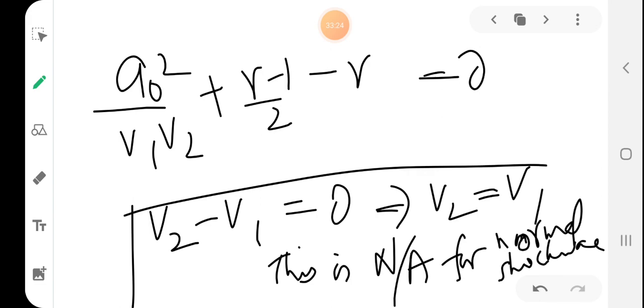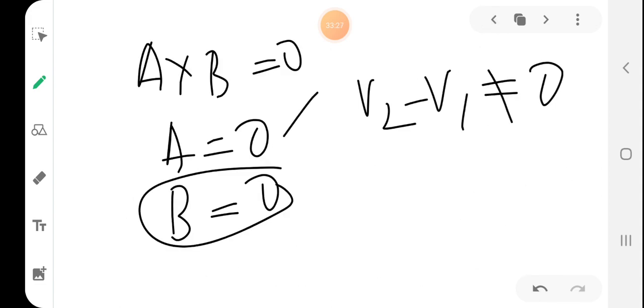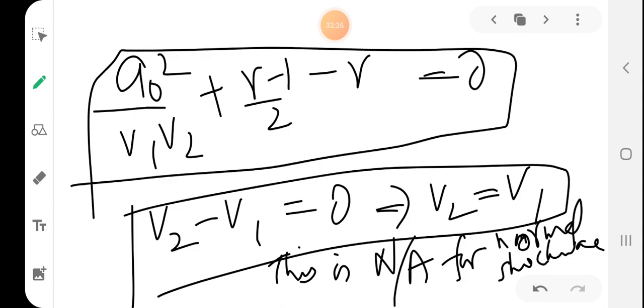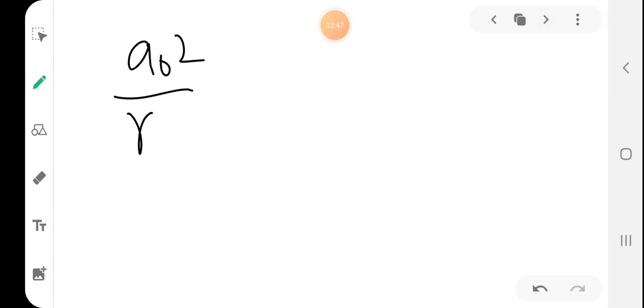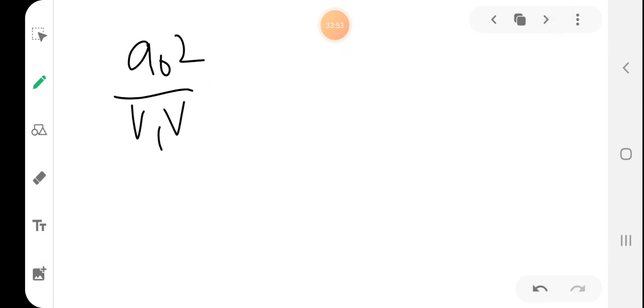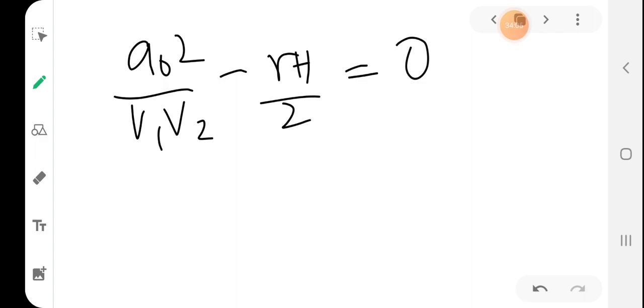For the normal shock wave, there are two solutions: either A is equal to 0 or B is equal to 0. So this particular solution is not applicable for a normal shock wave. So only this solution is applicable. So gamma minus 1 by 2 minus gamma is nothing but gamma plus 1 by 2, right? Gamma plus 1 by 2. So you can write it as A0 square by gamma, V1 into V2 minus gamma plus 1 by 2, so is equal to 0. So this is the solution.